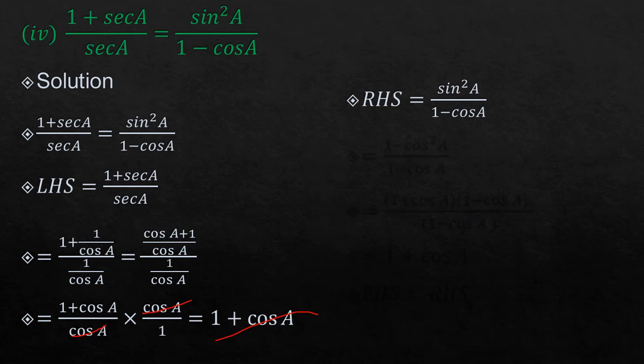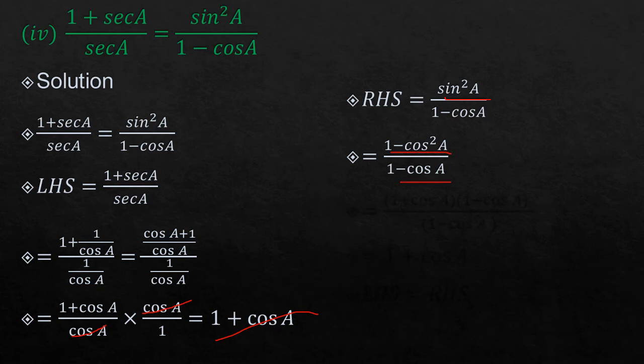Now right hand side. Right hand side is sin square a upon 1 minus cos a. So sin square a, for sin square a use your identity, that is sin square a is equal to 1 minus cos square a, upon 1 minus cos a.